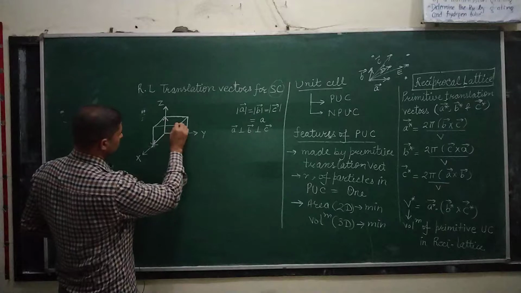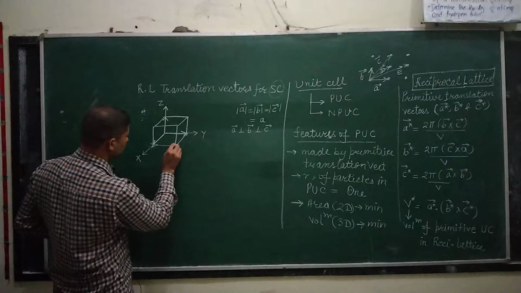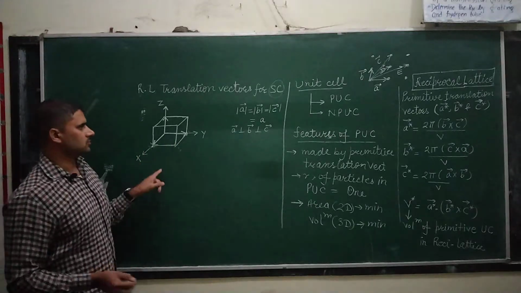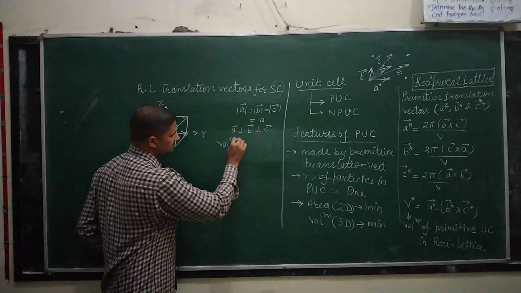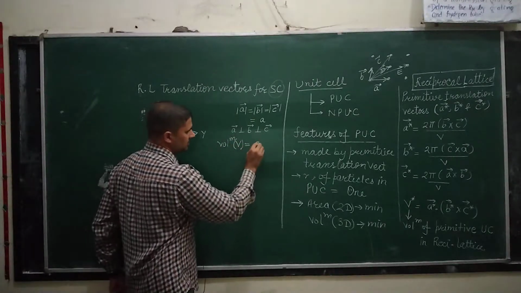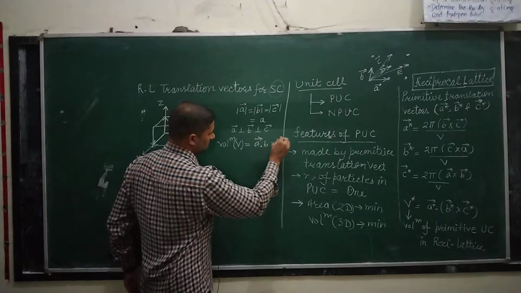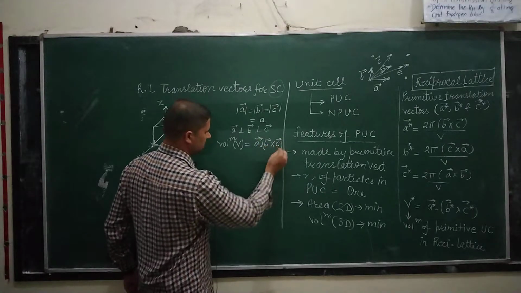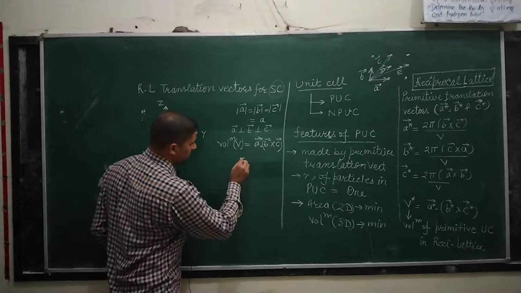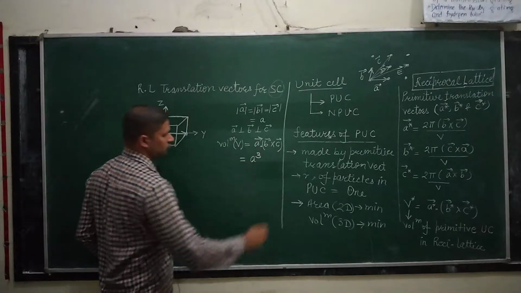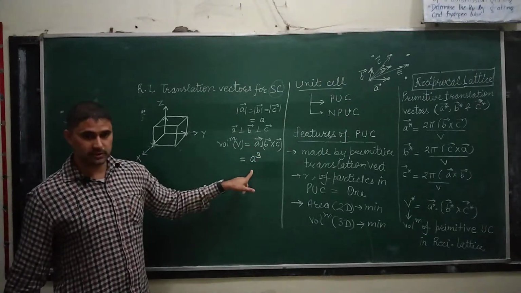Okay, so this is how you can draw a simple cubic in direct lattice. If you find its volume, represented by V, it will be equal to vector A dot vector B cross vector C, and it is equal to A cube. Put the value of A, B, C and then solve it.